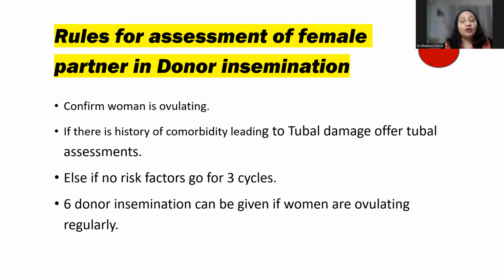But if there are no risk factors showing a problem with the tubes, then you can even go for 3 cycles without doing the tubal test. The female is ovulating, you have semen from the donor, so you can just do IUI for 3 cycles without evaluating the tubes. But if there is any history which suggests a tubal problem, then you have to do the tubal test. You can do 6 months of IUI if the woman is ovulating regularly before taking any other decision. So you can give her a trial for 6 months.